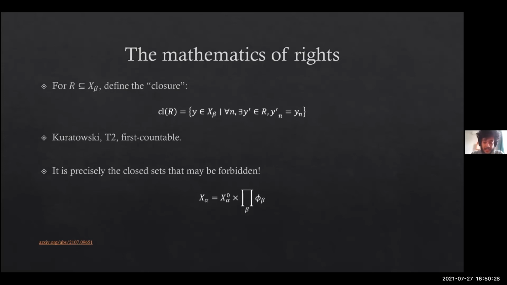So remember when I said that what we want to say is that the choice set of agent alpha is the product of some basic choice set with the product of the power sets of all of the choice sets of all other agents.